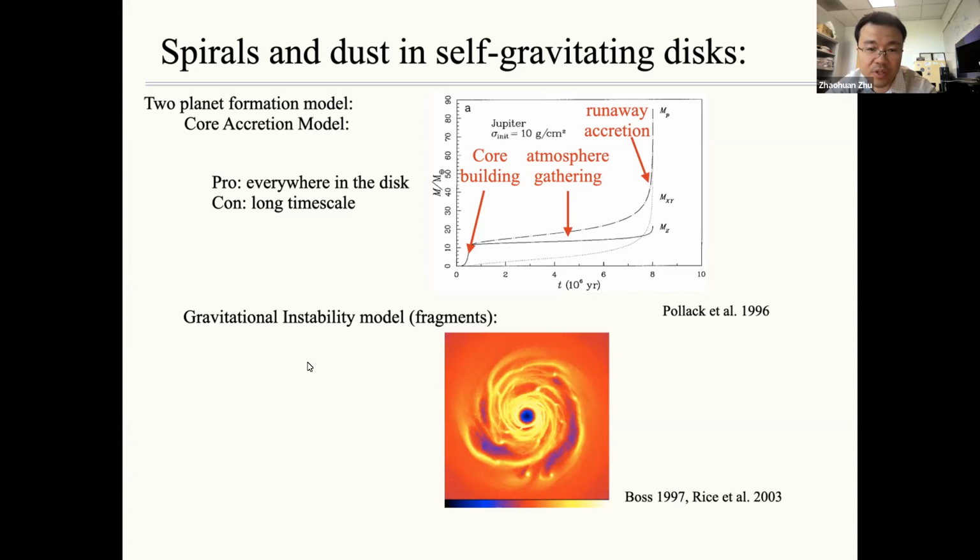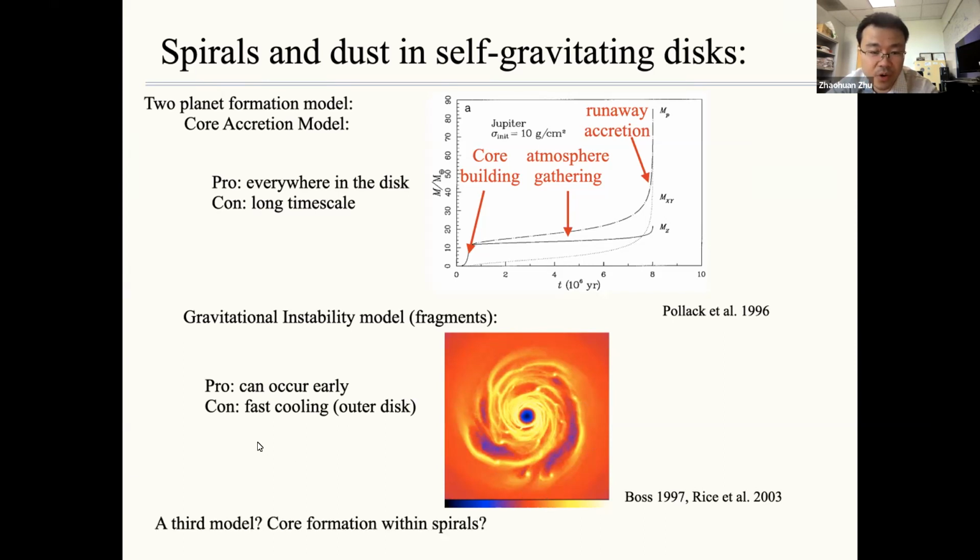So a competing model is this gravitational instability model. In this model, the planet could form very early because the disk can be gravitationally unstable at early stages. But the drawback of this model is that these disk fragments will only happen at the outer disk, where the disk cools fast enough. This normally happens beyond 50 to 100 AU. So this model will not be able to explain planets formed very close to the central star.